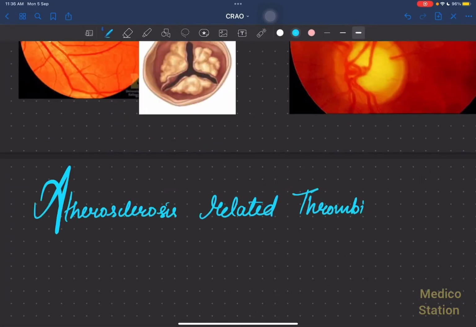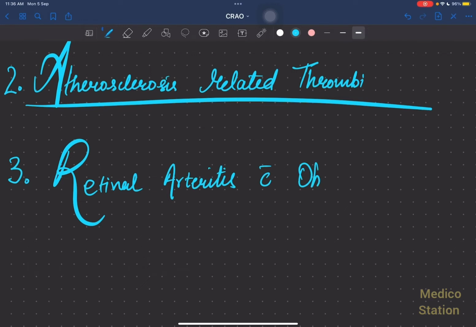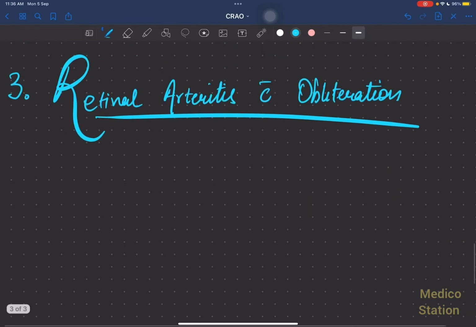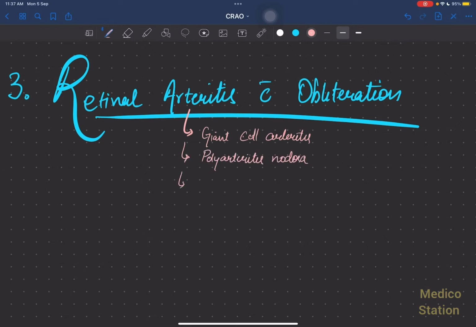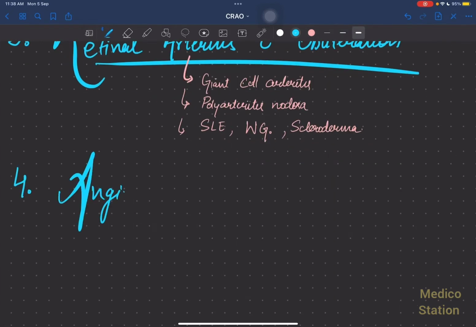Next is atherosclerosis-related thrombi. This is the second etiology. Third etiology is retinal arteritis with obliteration, and this includes giant cell arteritis, polyarteritis nodosa, SLE, Wegener's granulomatosis, and scleroderma.